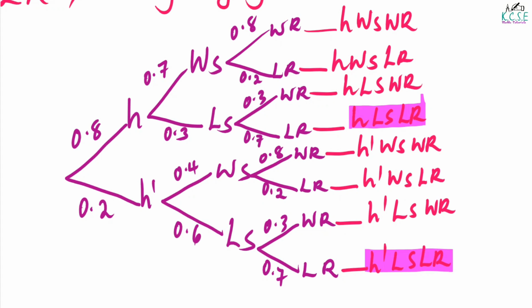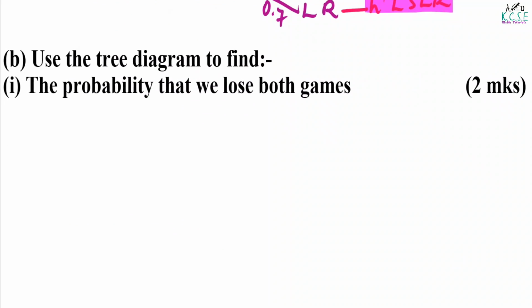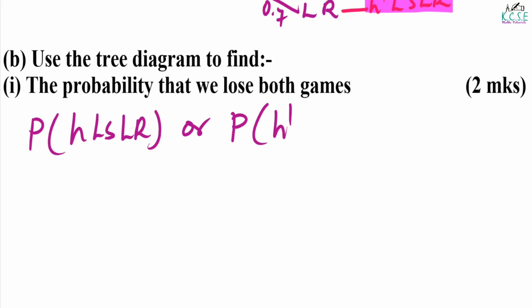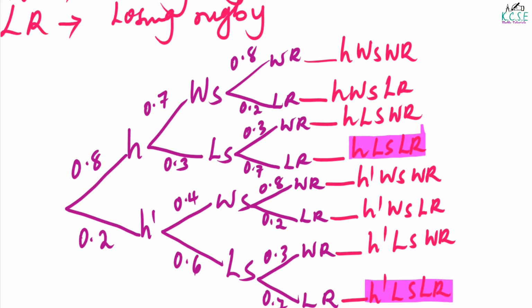Hosting and losing soccer and losing rugby. Not hosting, losing soccer, losing rugby. So now we can write this. The probability of losing both games will be indicated by the probability of hosting and losing soccer, losing rugby, or the probability of not hosting, losing soccer, losing rugby. Obtaining these from the branches, the first one, hosting, losing soccer and losing rugby, will be 0.8. We pick that branch, 0.8, and this is how we pick it. Then hosting, then losing soccer times 0.3, then losing rugby 0.7. That is how we pick that branch.